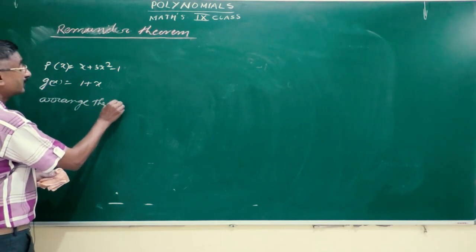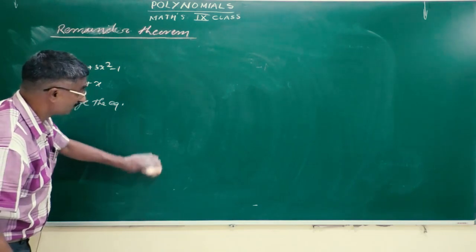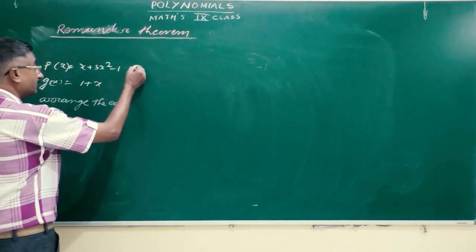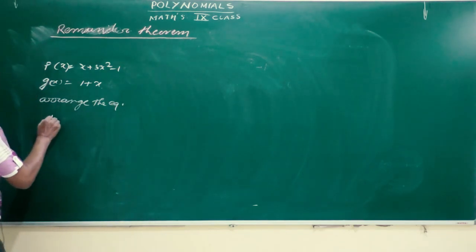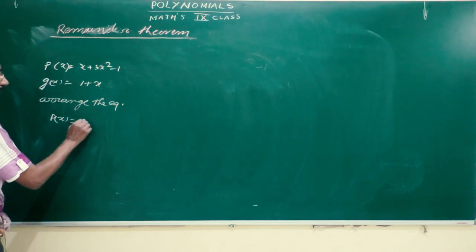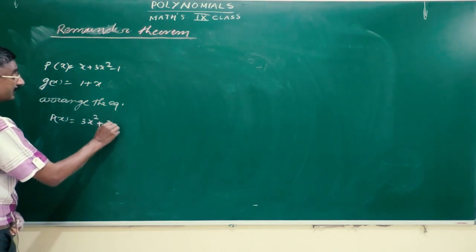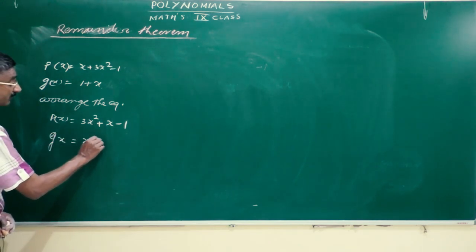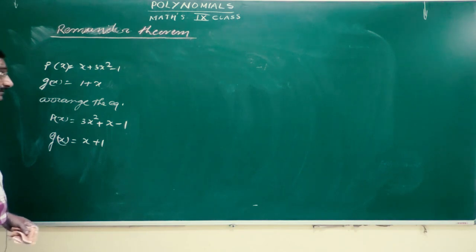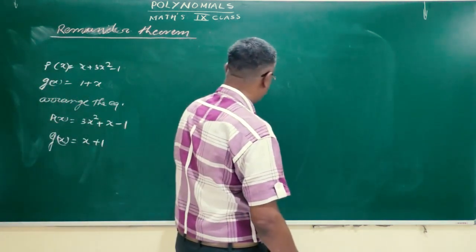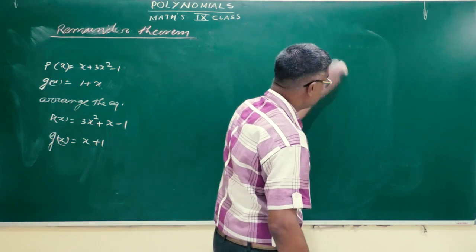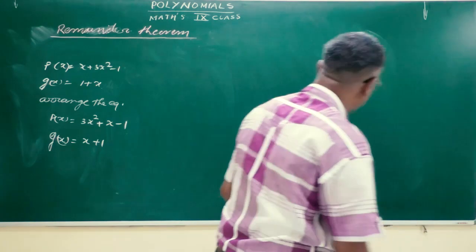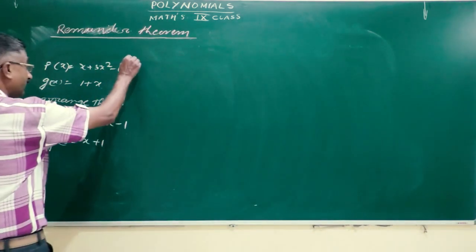The very first step: arrange the polynomial in descending order of the powers of the variable. So this can be written like this: px is equal to 3x square plus x minus 1 and gx is equal to x plus 1. Both the polynomials are arranged, or we can say we are rearranging the equation. Here it is already arranged, so there is no need. If it is not arranged, then we have to arrange the equation. Clear?